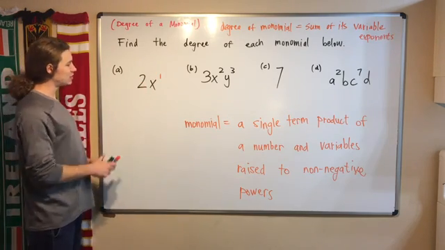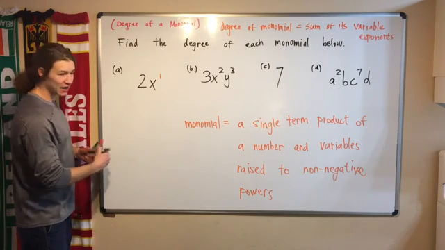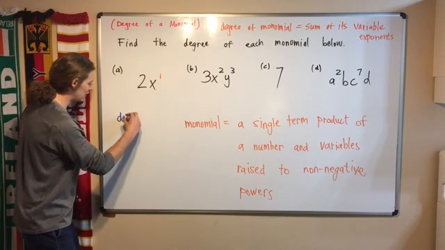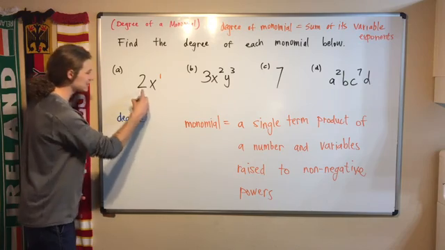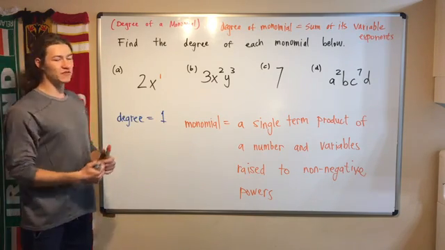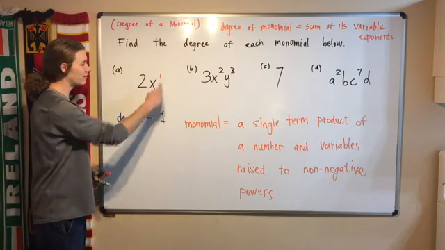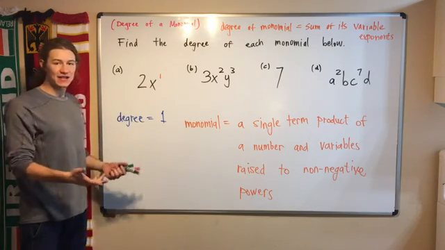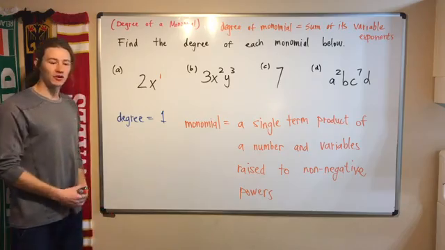I write this so we can be clear when we say that the degree of this monomial 2x is equal to 1. So you see we have to find the sum of its variable exponents, but here we only have one variable exponent, so we don't have to add it to anything. We just know that the degree of this monomial is 1.